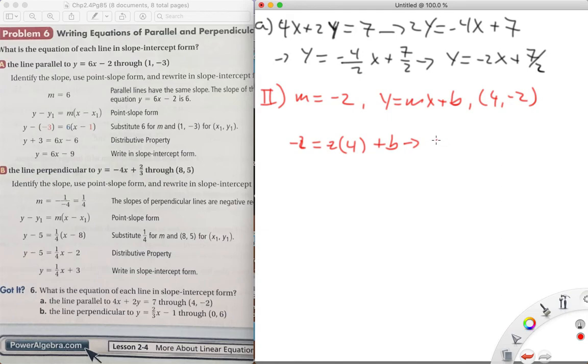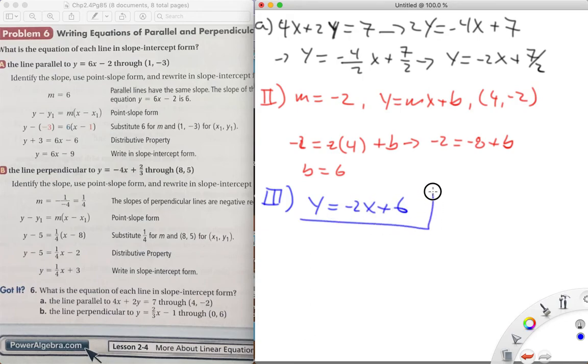That gives me negative 2 equals negative 8 plus b. Add 8 to both sides. B is equal to 6. So I have my y-intercept, I have my slope. So the last step is to plug it in. So I have y equals negative 2x plus 6, and that's my equation. That guy is parallel to the first equation, which was y equals negative 2x plus 7 halves.